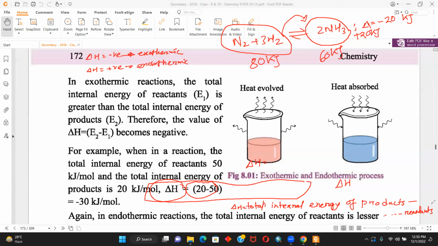Now, do you understand why delta H is negative for exothermic reactions? Because in an exothermic reaction, heat will be in excess. So that means that the product's internal energy will be less than the reactant's internal energy and the excess heat will be exerted. Okay, so that is how you can get the delta H.